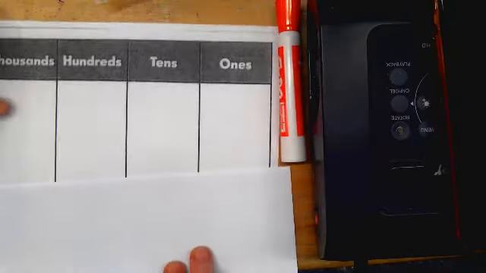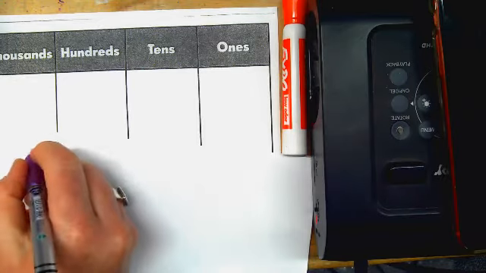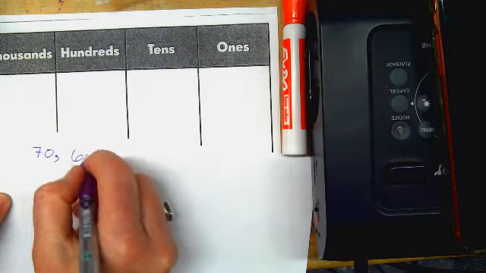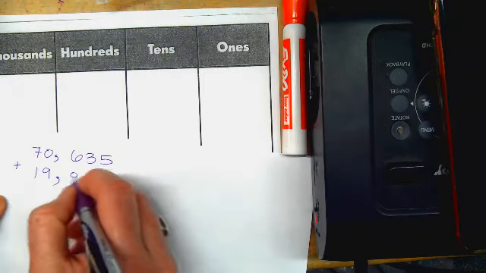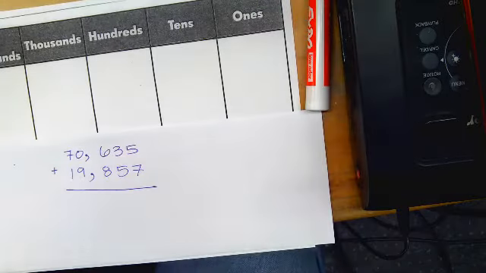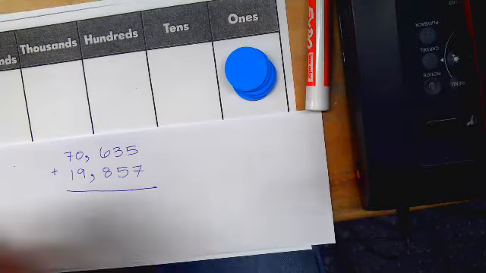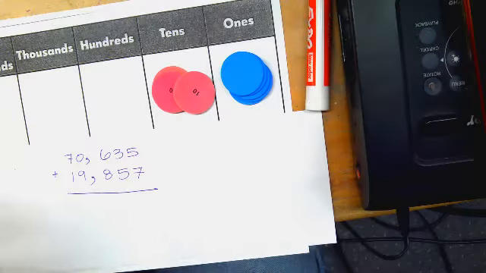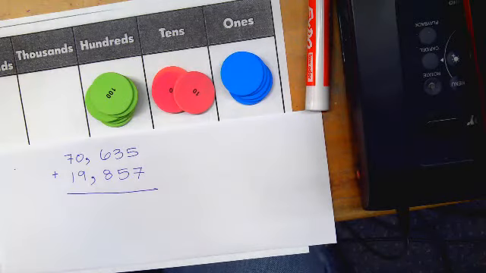So if I have my place value chart right here, and I have this problem right below, I'm doing 70,635, and I'm adding 19,857. This was the first problem we did, and hopefully you can just look at it with the place value chips. So that means we'd have five ones. There's five ones. And then we'd have three tens. There's three tens. And then we'd have six hundreds. Here's six hundreds. And then we'd have some thousands. We'd have no thousands, right? And then we would have seven of these blue chips.